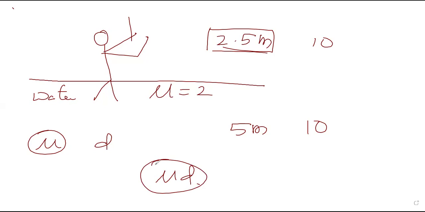So mu D means the comparative distance covered by light in the air, I'll call that the optical path. The optical path difference of that particular medium compared to air is going to be mu D minus D. So all it comes to D into bracket mu minus 1.